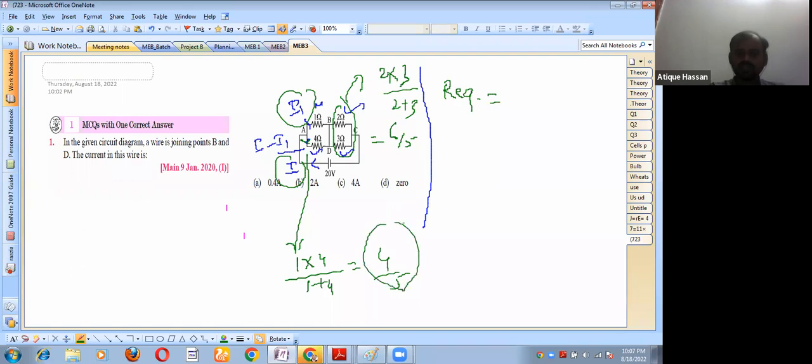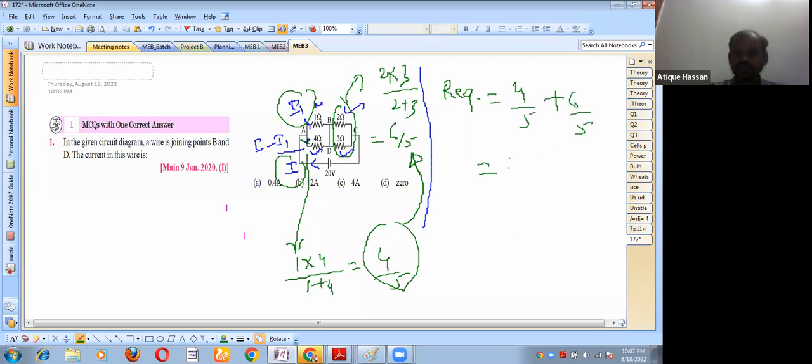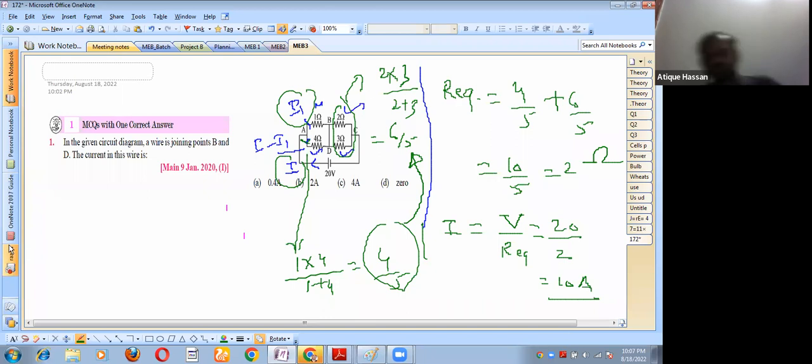Now this combination is in series with this combination. So net resistance will be 4 by 5 plus 6 by 5, which is 10 by 5, that means 2. So the equivalent resistance is 2 ohm. Now you can find the total current. I will be equal to V upon R equivalent. The voltage given in the circuit is 20 volt and R equivalent is 2, so you will get 10 amps current, right? So we got I.